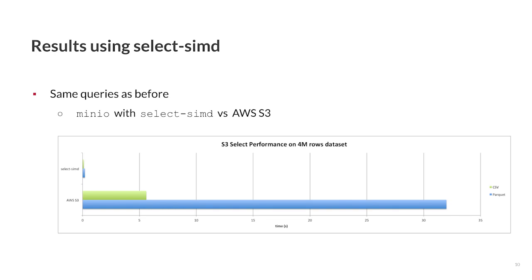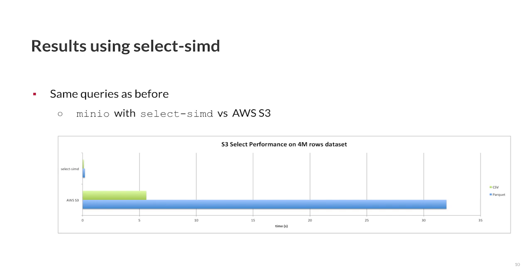And then if you compare it to the results that I showed you a couple of slides earlier, you can get a pretty dramatic speed improvement. Literally, where the CSV took over 5 seconds earlier on AWS, we can actually do it in less than a tenth of a second.